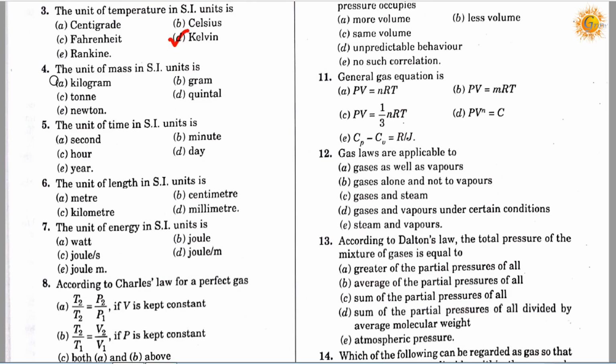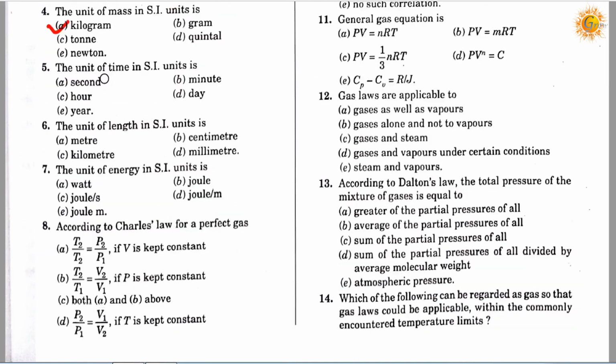Question number 4. The unit of mass in SI units is: option A kilogram, option B gram, option C ton, option D quintal, option E Newton. Correct answer is A, it will be kilogram.